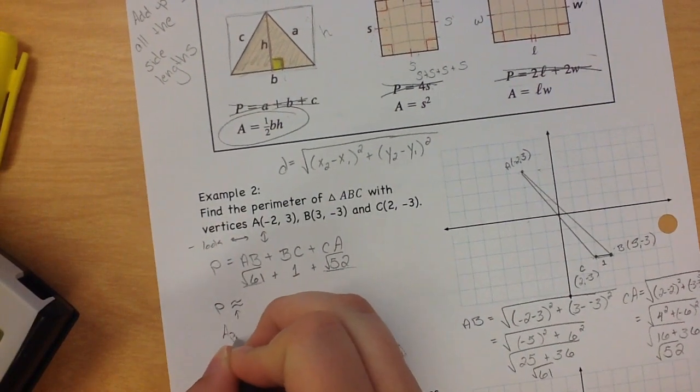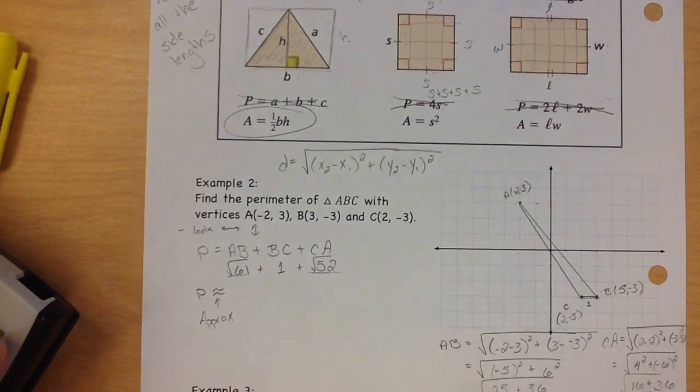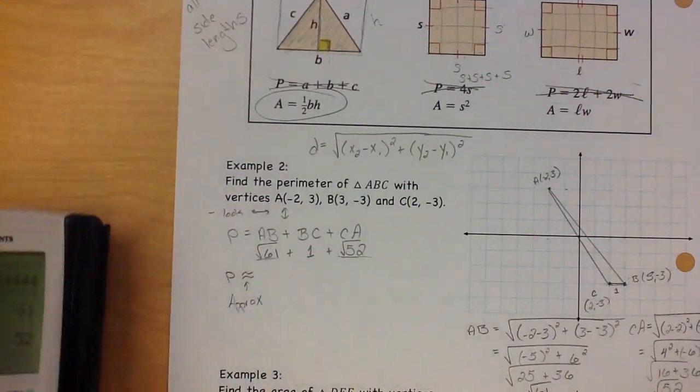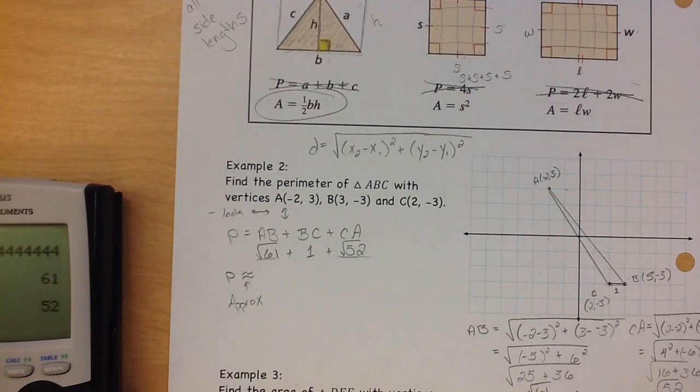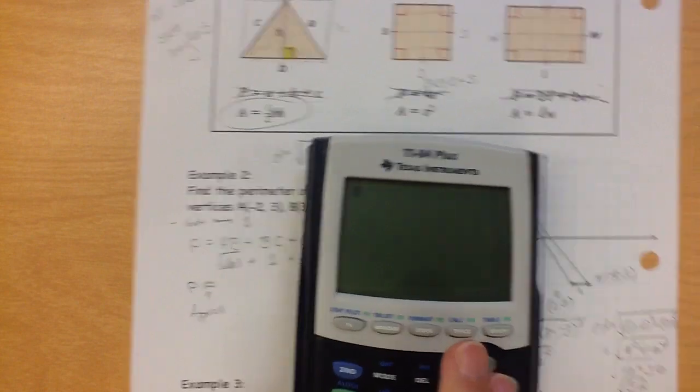This is the approximately symbol. Whenever you do any rounding and the answer isn't exact, you need to use the approximately symbol. Okay, that's attending to precision. That's one of our 8 math practice standards. Okay, so now I'm just going to type in this whole thing.